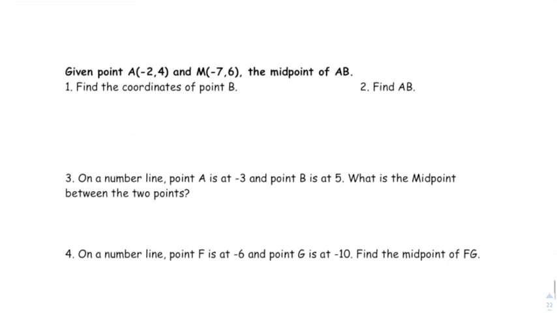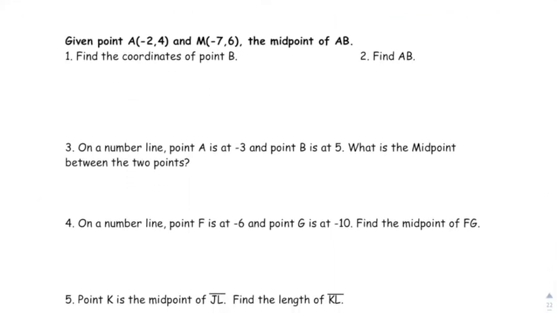So we'll move along here. What do we got here? Given the point A, negative 2, 4, and M, negative 7, 6, the midpoint of AB, find the coordinates of point B, and then find the length.